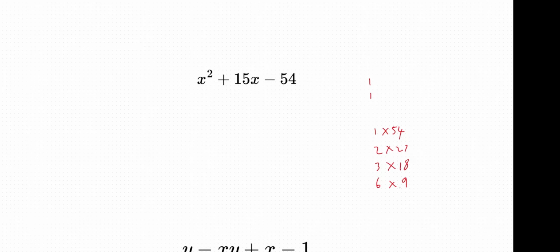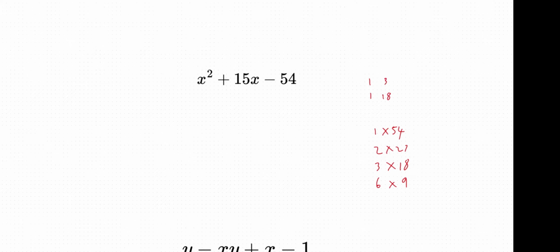And then when we multiply them, we get two numbers, and the sum or difference of them must make up 15x. So in this case, we're going to use 3 and 18. So 3 and 18, and I'm just going to show you how to do this.